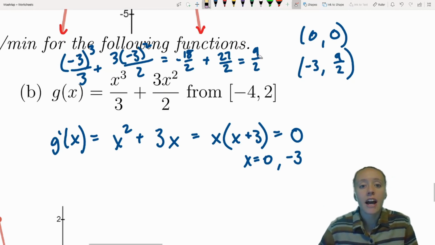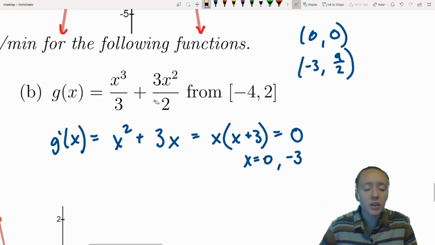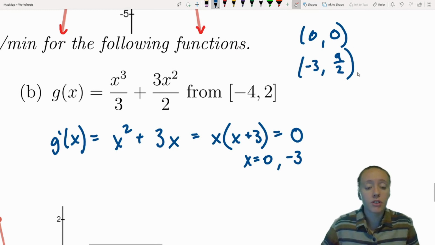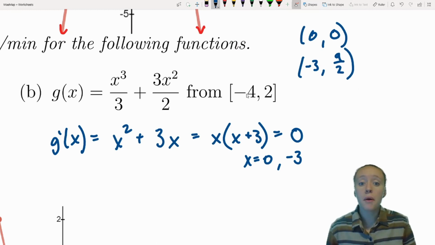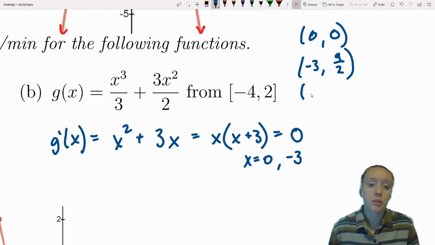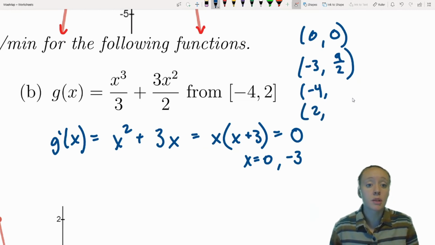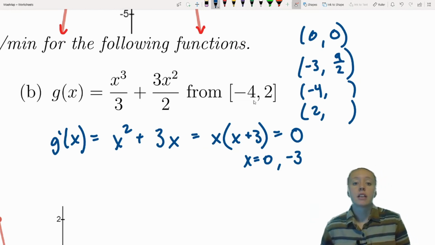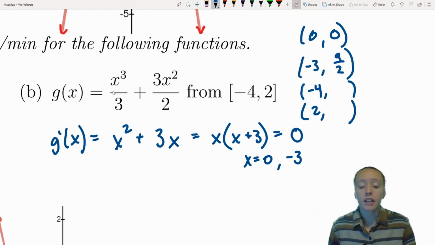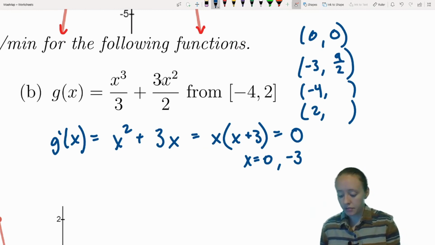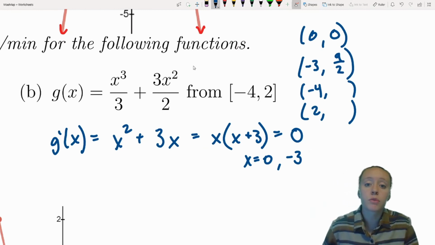That's either a relative minimum or a relative maximum. I think we're going to need a little bit more information before we make that call. So I'm going to leave those points as is. So now I'm going to plug in my endpoints. So I'm going to plug in -4, and then I'm going to plug in 2 to see what values I get for my function. If I plug in -4, I'll get -4 cubed over 3, which is going to be -64 over 3.